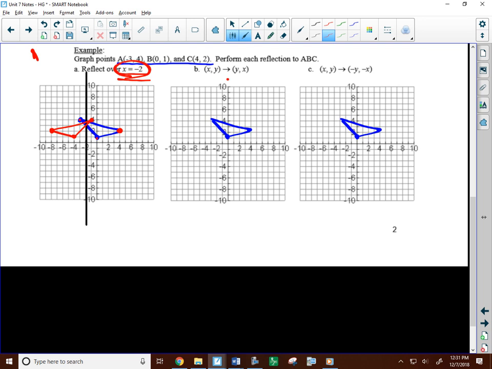So also if it said y equals -2, horizontal line. If you're not sure, put them in Desmos or your graphing calculator. Okay, the next one, x, y to y, x. Now this one doesn't say in words y equals x, but we should recognize this rule is reflect over y equals x. So y equals x.